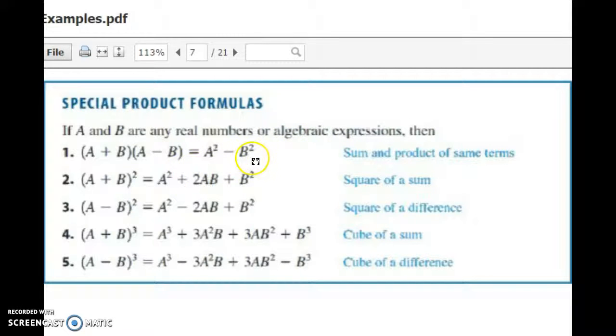We have the difference of two squares that we've done in class. And then we have the sum of a square, the difference of a square, the sum of a cube, and the difference of a cube. And we'll be using those in example 4. So if you keep this slide open while you look at the next problems, that will kind of help you understand what I'm doing.